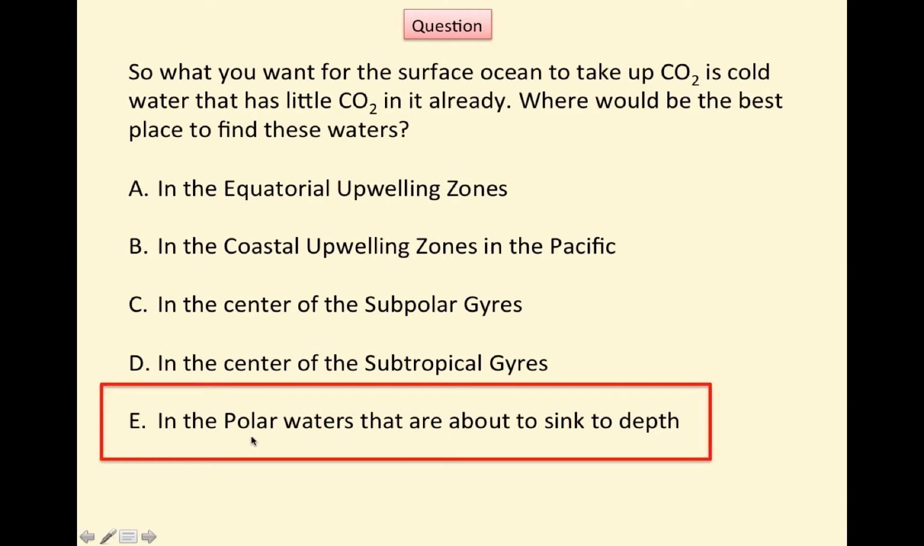However, in the polar waters that are about to sink to depth, that's where you have the best ratio. So these polar waters are cold, they don't have a lot of CO2 because they haven't been upwelled recently, so they can accept by solubility a lot of CO2 from the atmosphere.